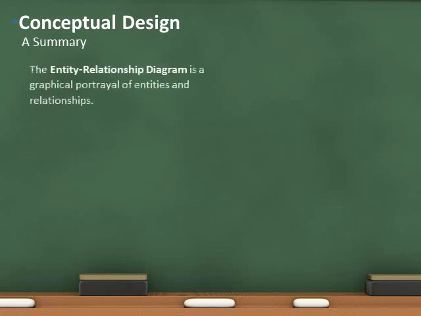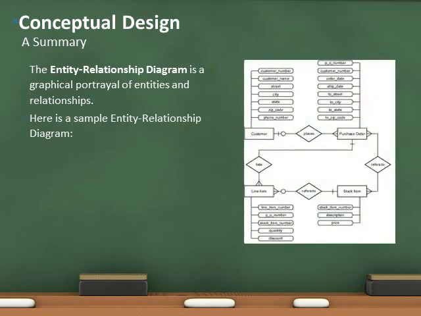Alfred Zaraga presented the entity relationship diagram. This is a graphical portrayal of entities and relationships. Here is a sample entity relationship diagram. You can see the rectangles are the entities, such as customer, purchase order, line item, and stock item. Relationships are diamond shaped and they link entities. For example, customer places purchase order. Places is the relationship. Finally, attributes are ovals.